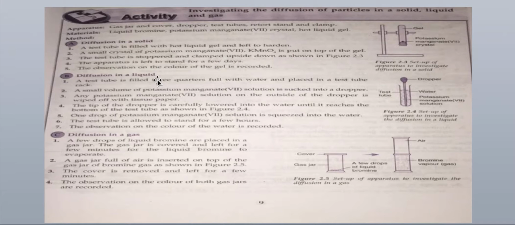The same thing with the liquid. So you have a test tube filled with water, you add a drop of potassium manganate. What happens? With a gas, now you have liquid bromine put in a jar, and then you add another beaker or another jar with air. What happens?